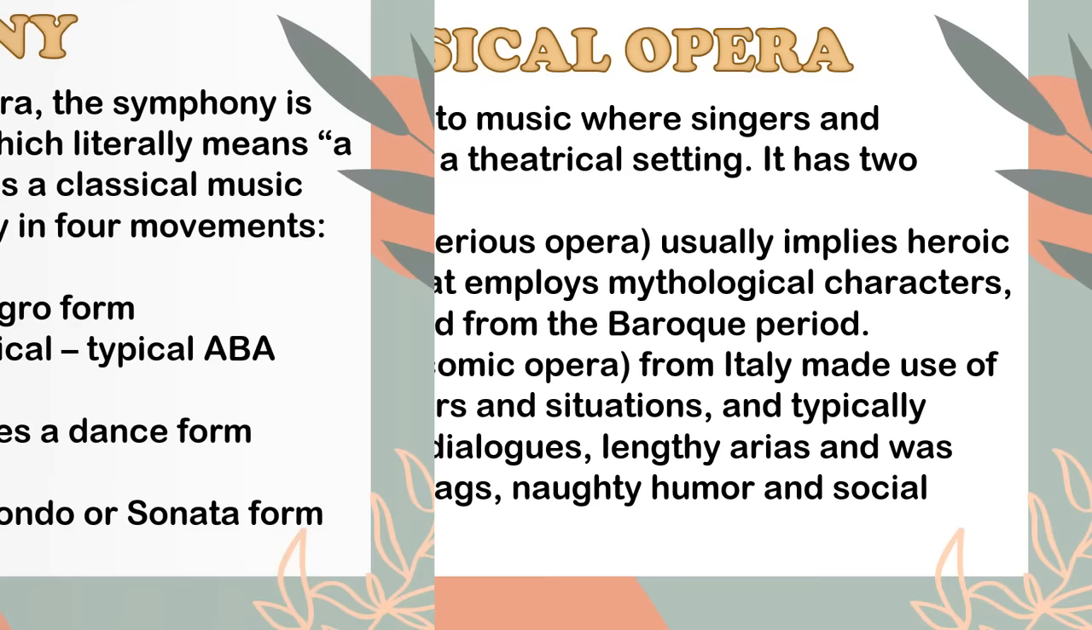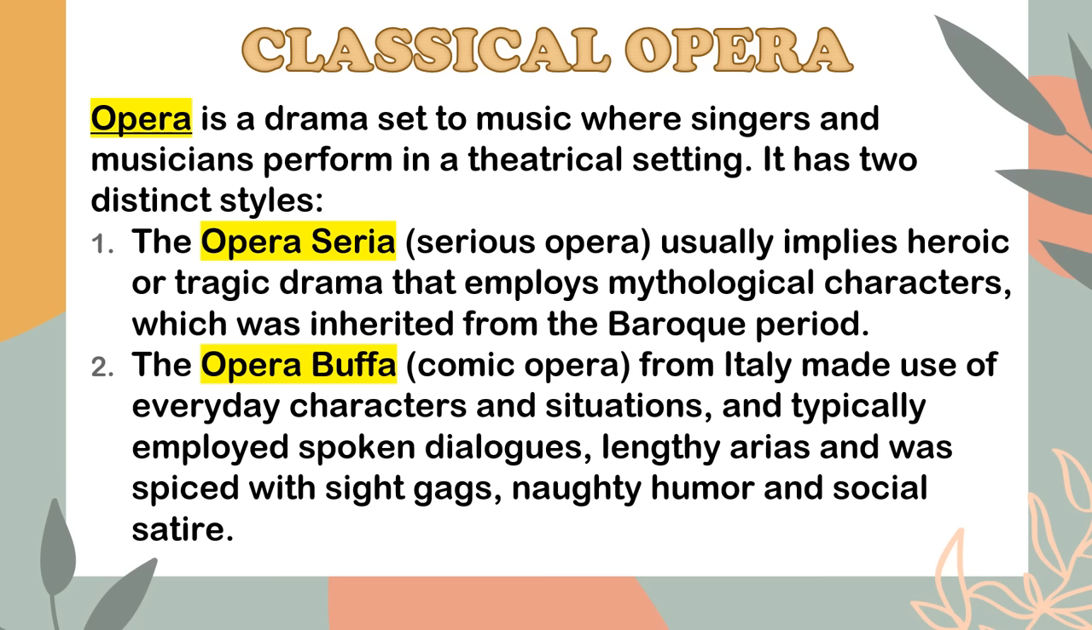After the instrumental music, there is one particular vocal music that became popular during the classical time, and it was the classical opera. Opera is a drama set to music where singers and musicians perform in a theatrical setting. It has two distinct styles. First one is called opera seria, which means serious opera. Usually implies heroic or tragic drama that employs mythological characters which was inherited from the Baroque period.